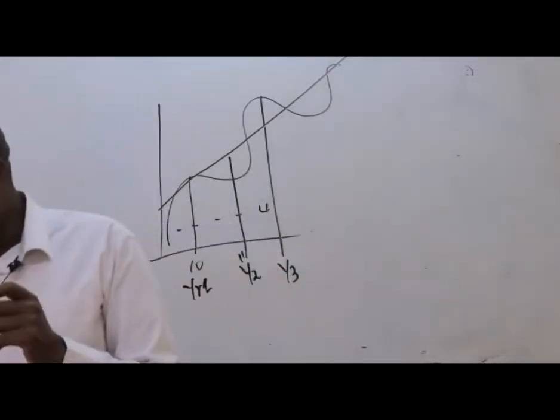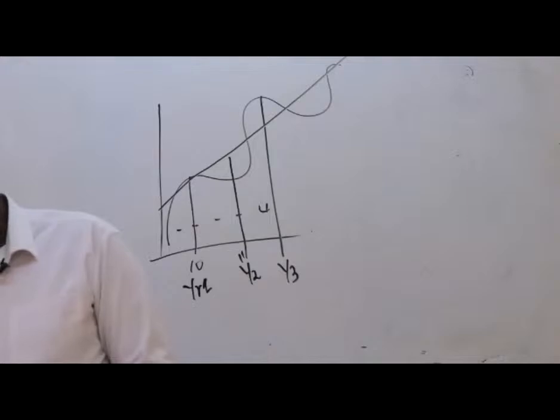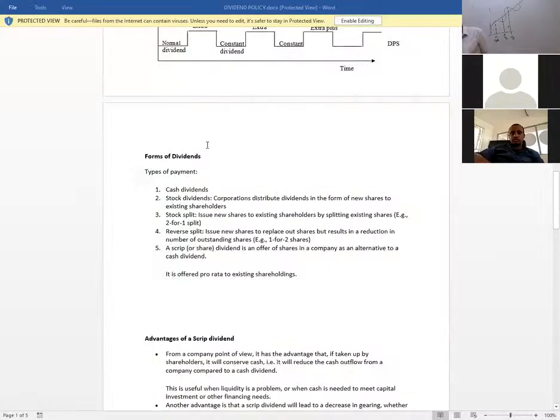Now, the most important thing that you're supposed to understand, ladies and gentlemen, for us at this level, is basically these forms of dividends. They are good for your exams. They're good for you to understand them. Forms of dividends: we have what we call cash dividends, when you decide to pay dividends in the form of cash. We have stock dividends. With stock dividends, you decide to pay your dividend by giving your shareholders more shares, additional shares in the company.